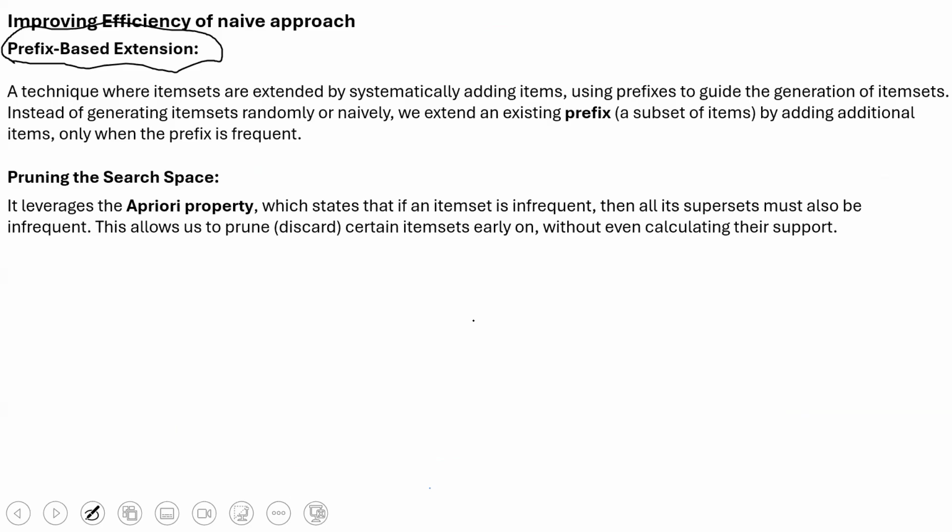But how are we actually improving the efficiency? We are improving the efficiency by ignoring the infrequent items, right? So it is a technique where item sets are extended by systematically adding items using prefixes to guide the generation of the item sets. So we are doing that. For every item, we are taking the prefix and adding the items to it. There is no problem with it. But instead of generating item sets randomly or naively, we extend an existing prefix, a subset of items, by adding additional items.